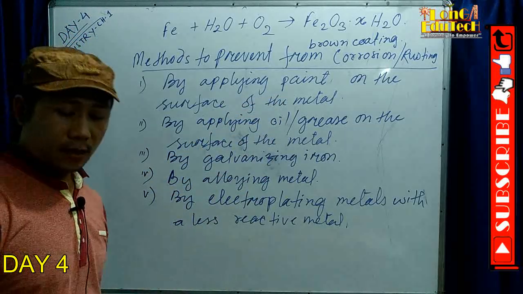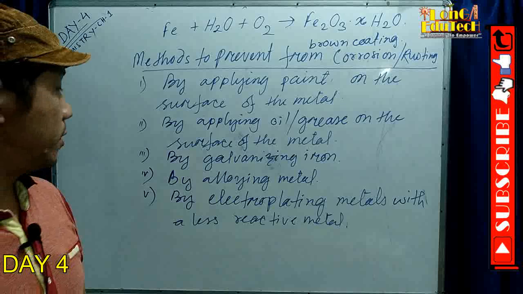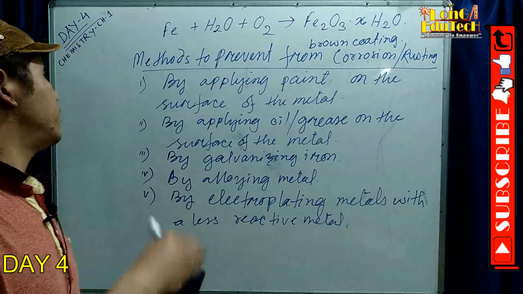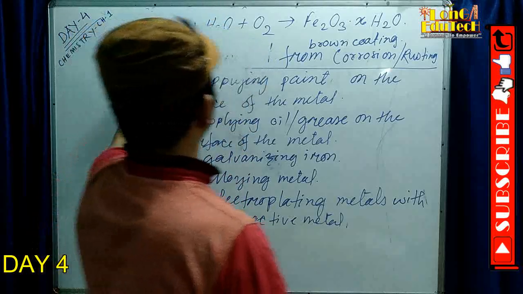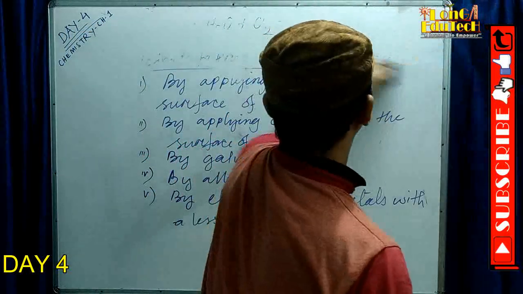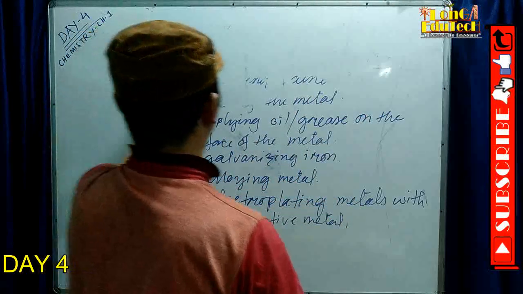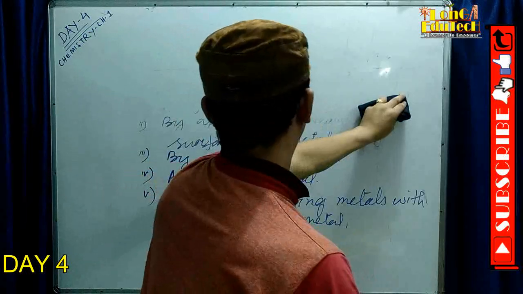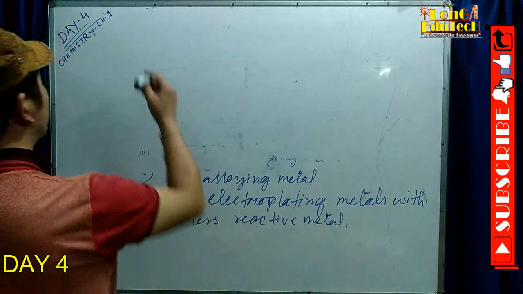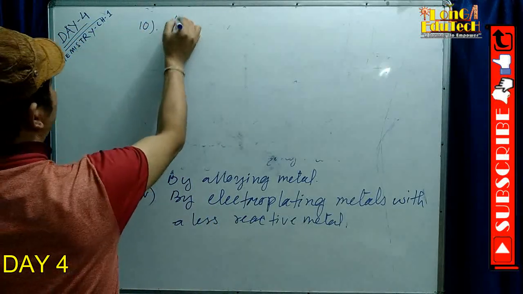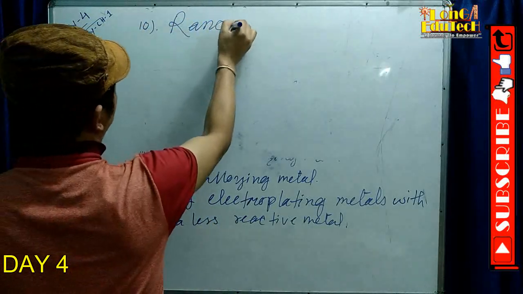Okay, understand? Now we can proceed to another type of chemical reaction. Up to number 9 we have already done, right? Now we can go for rancidity. That is number 10. Rancidity.